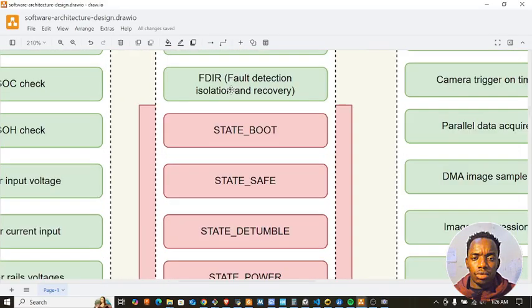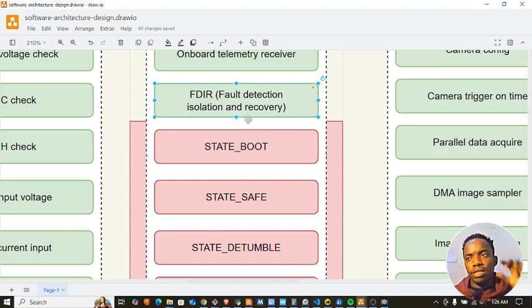Next is what I mentioned, the robustness of the flight software. So there's what is called the FDIR, or the fault detection, isolation, and recovery of the flight software. Again, the reason being that you don't have access to that system when it's in space, right? So you have to discover a fault. You have to isolate the fault. Where is it coming from? And then you have to recover from it.